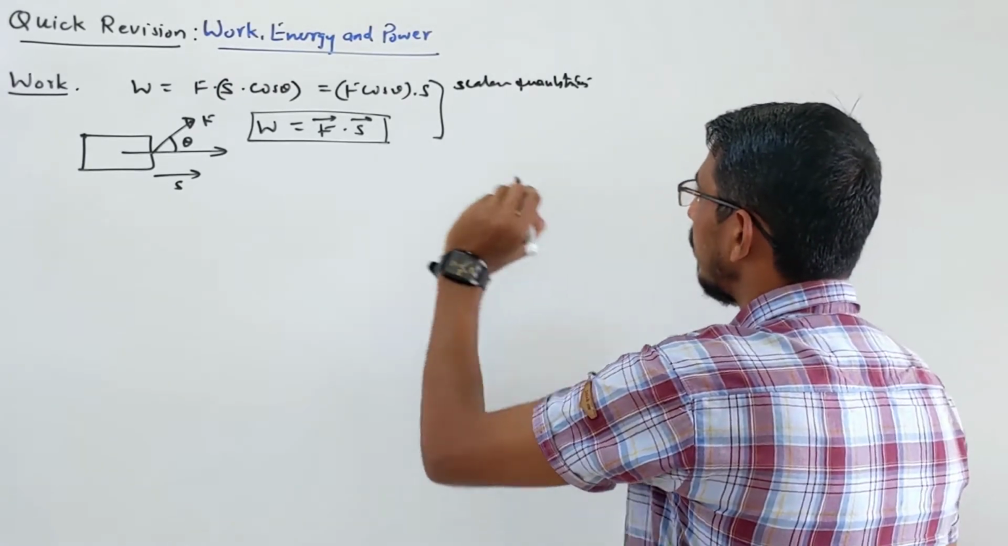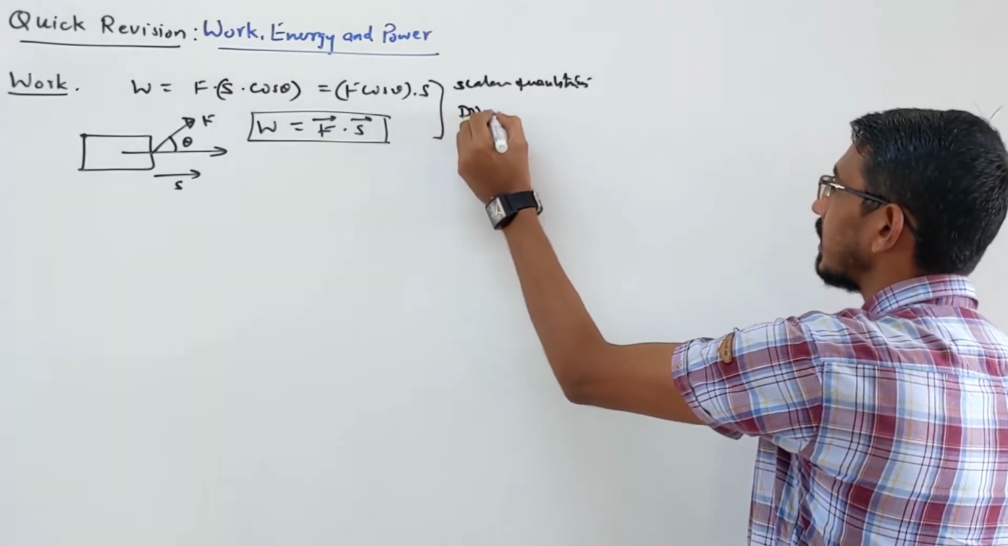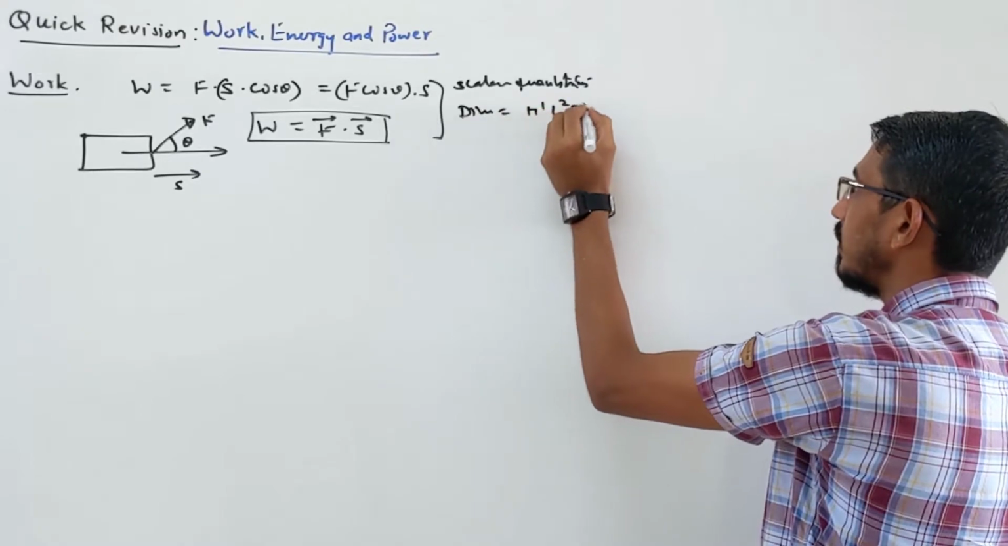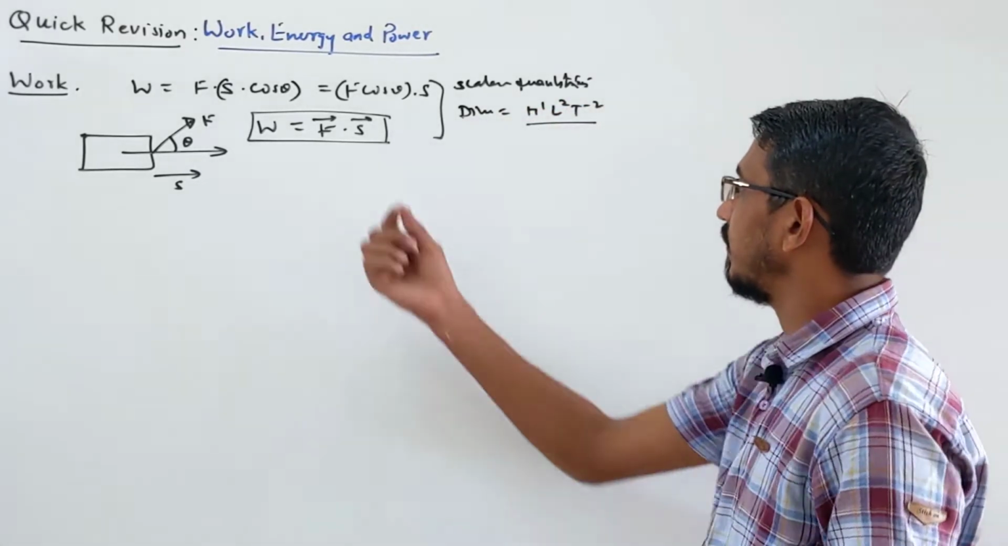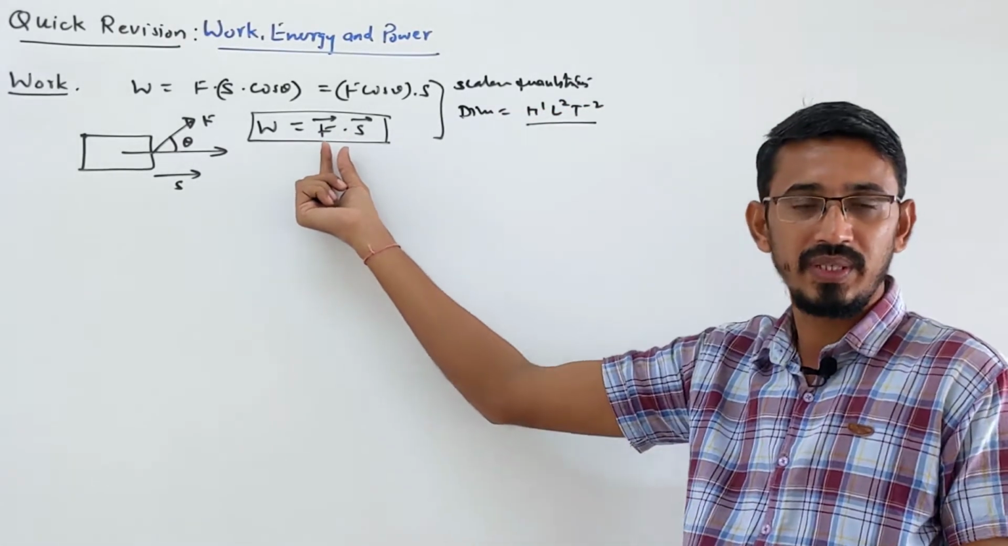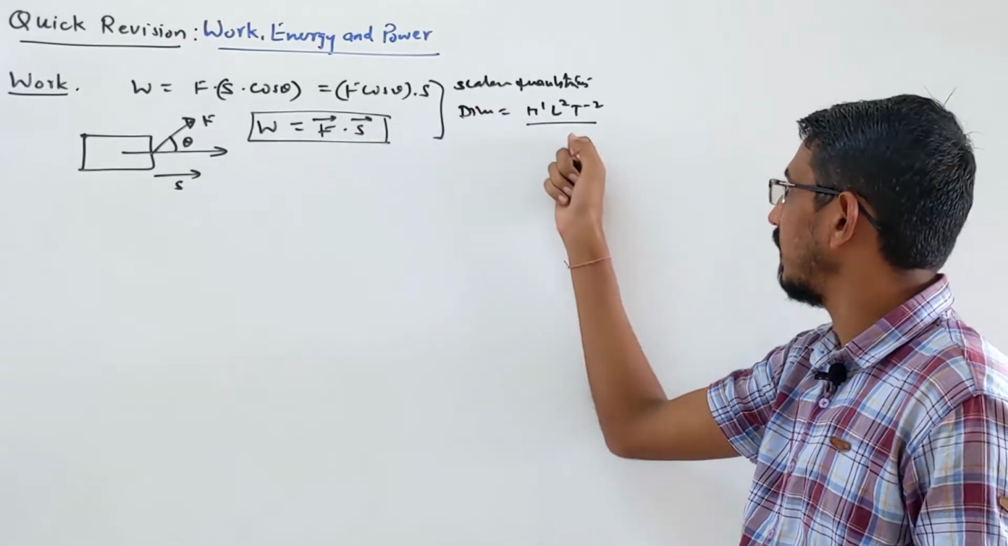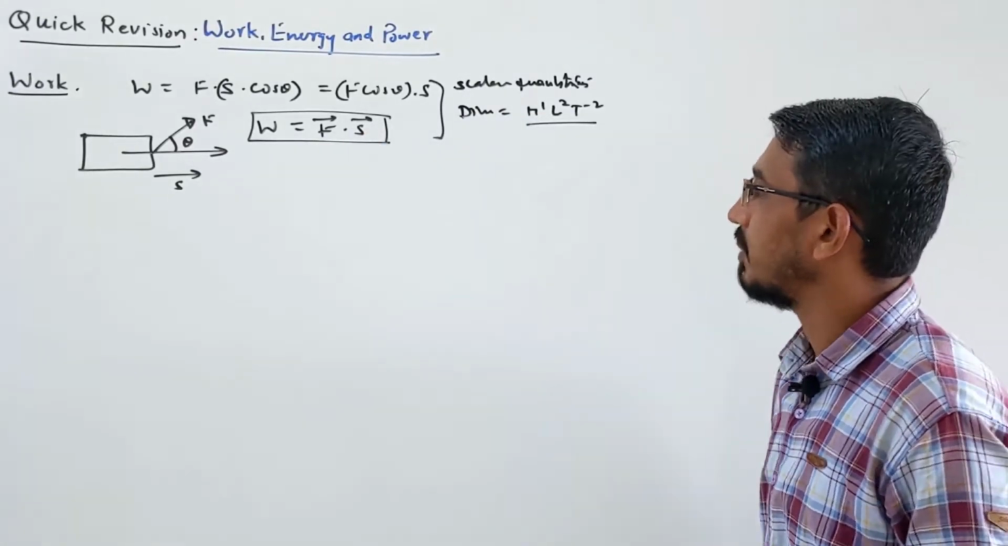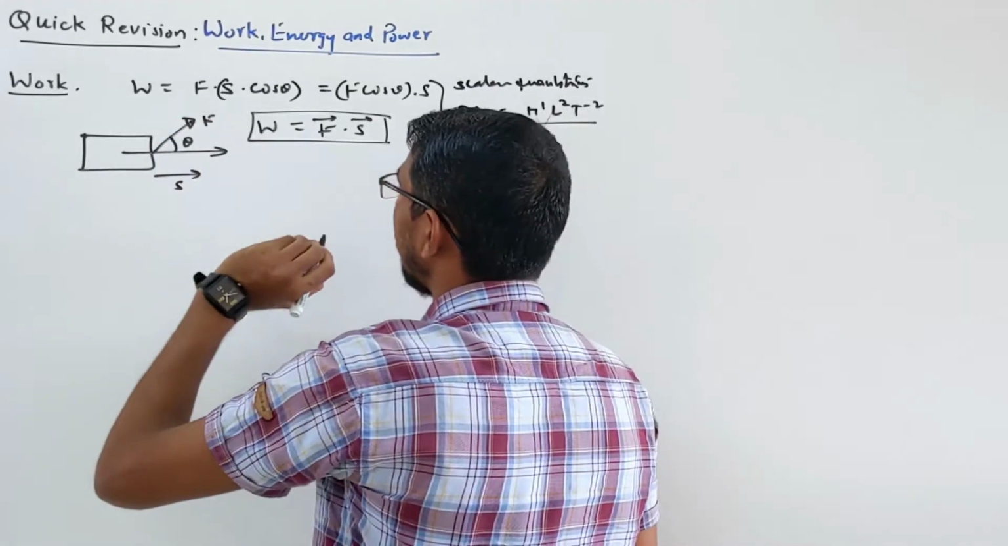Dimension also you know, nothing to explain here: M power 1, L power 2, T power minus 2. Force into displacement: the force dimension is M power 1, L power 1, T power minus 2. Multiply with the length dimension, and you get the dimension of the work.